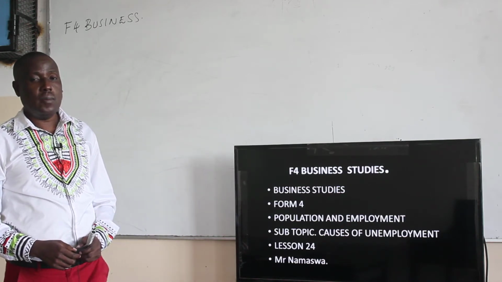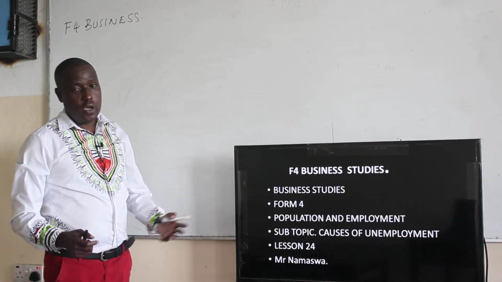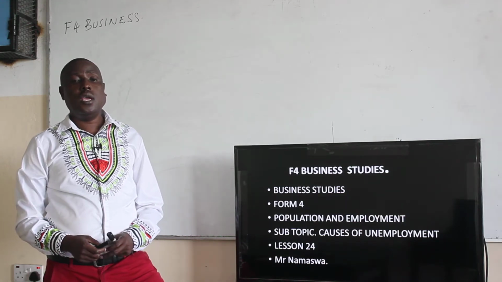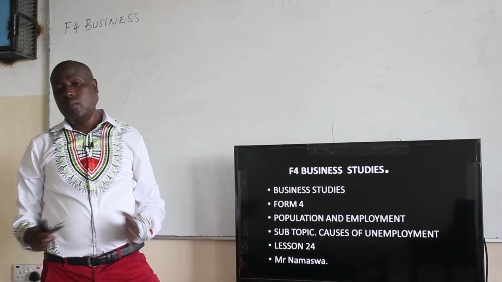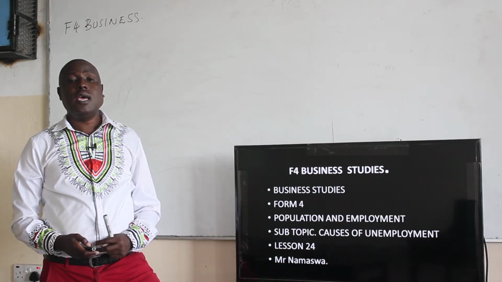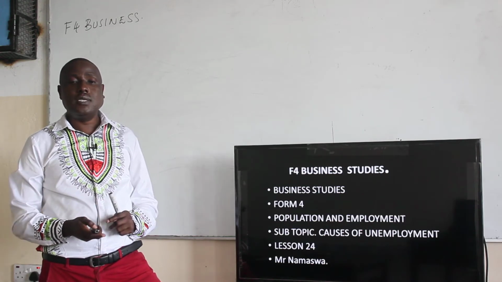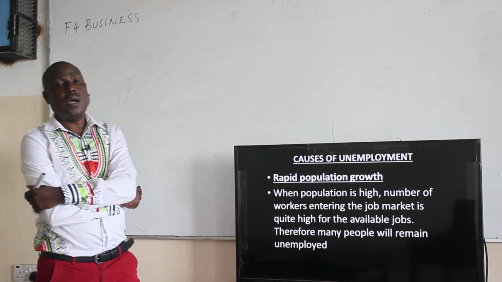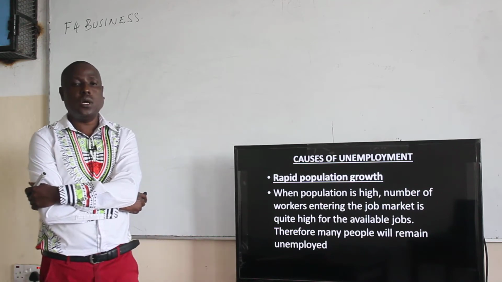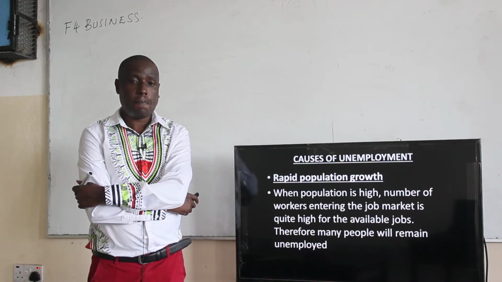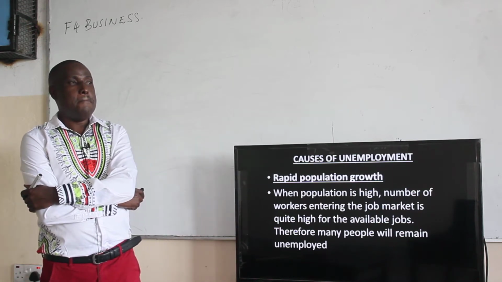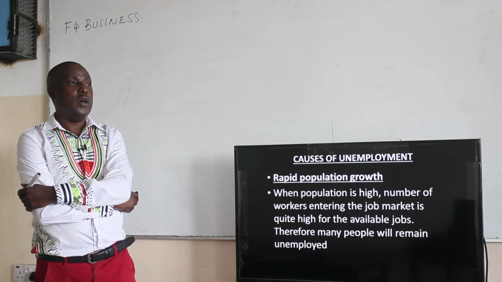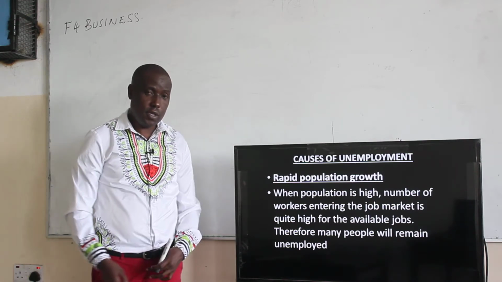Topic is population and employment. Today we are going to look at the causes of unemployment. In our previous lesson, lesson number 23, we were looking at the types of unemployment, and now we want to look at the causes. What causes this unemployment? Number one, we talk about rapid population growth. We touched briefly on these causes in our previous lesson. Now today we want to look at all the causes.